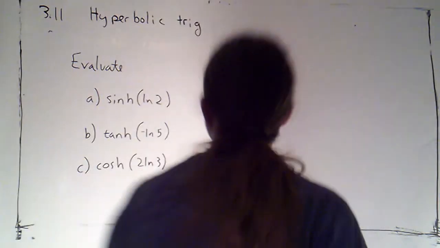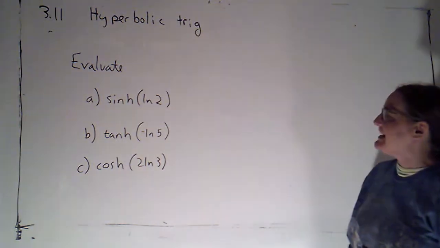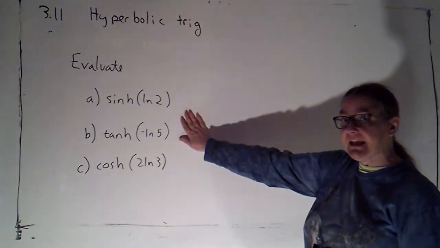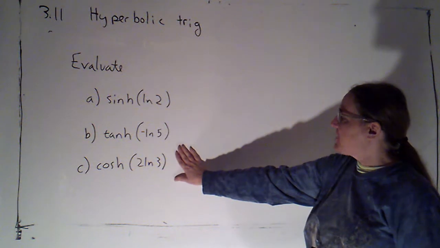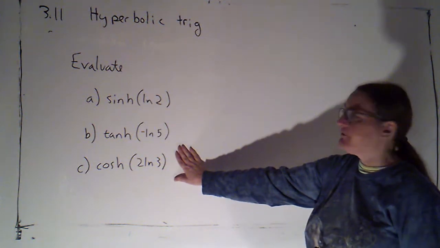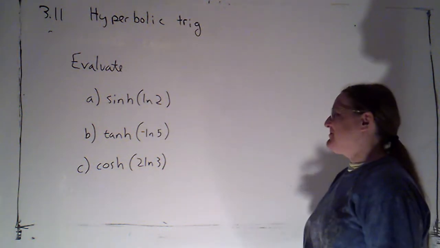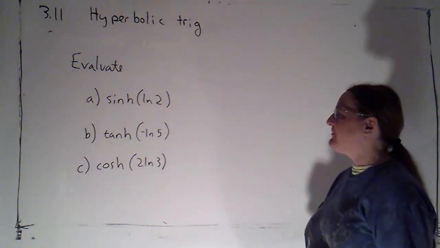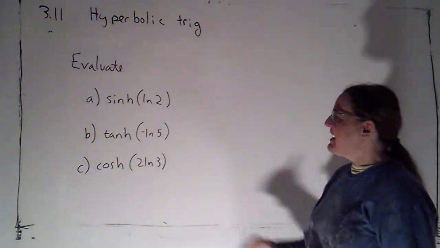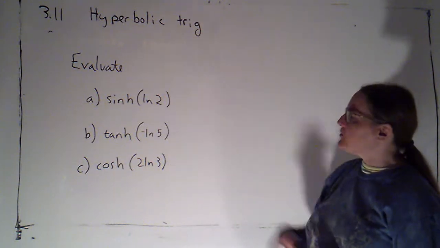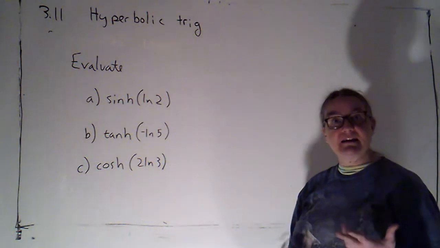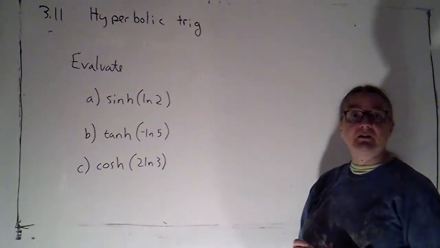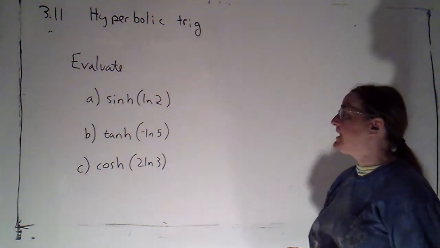I've got three functions for you to evaluate here: sinh at natural log of 2, tanh at negative natural log of 5, and cosh at 2 natural log of 3. Generally speaking, if we're plugging in nice, neat integers to hyperbolic trig functions, we get messy answers. If we plug in natural logs or multiples of natural logs, things tend to simplify fairly nicely. We're going to get some fractions generally, but usually they'll simplify fairly nicely.